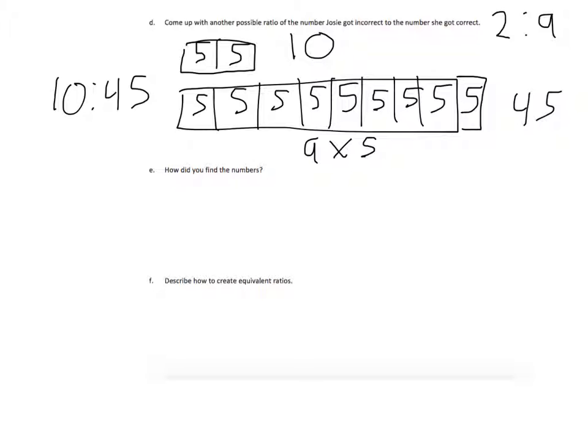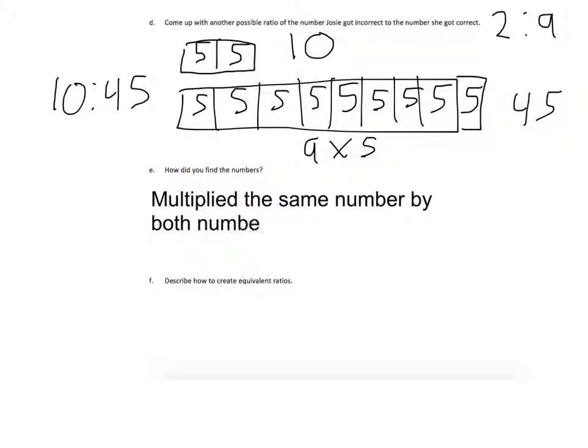So how did we figure that out? We multiplied the same number by both numbers in the ratio. There we go. So that's what we can do. You can multiply any number times each of those numbers in the original ratio, and you'll get an equivalent ratio.